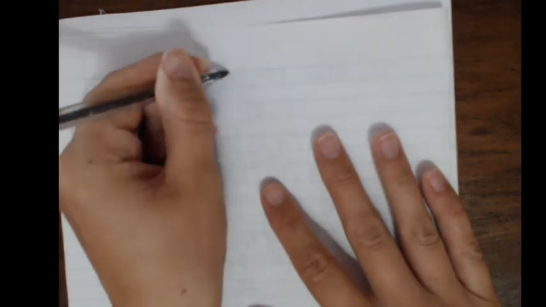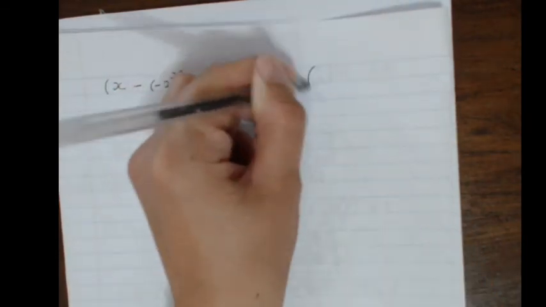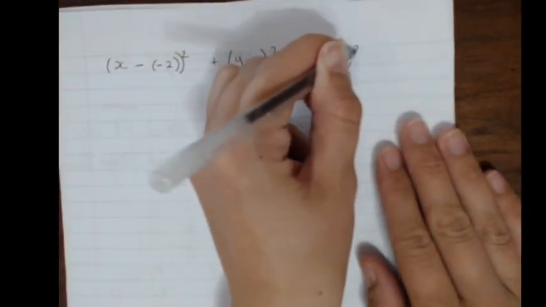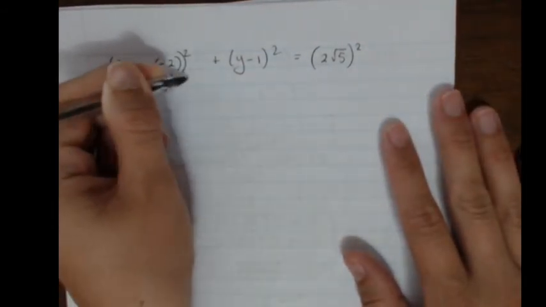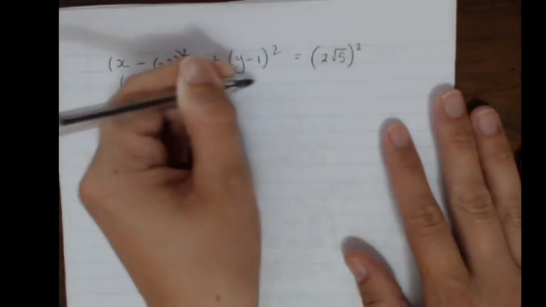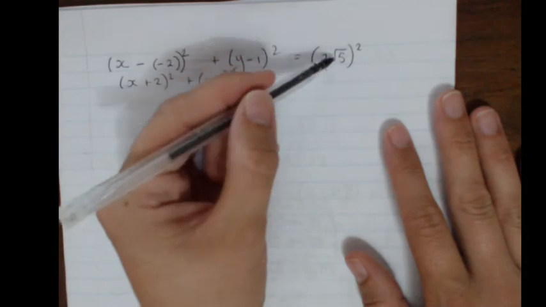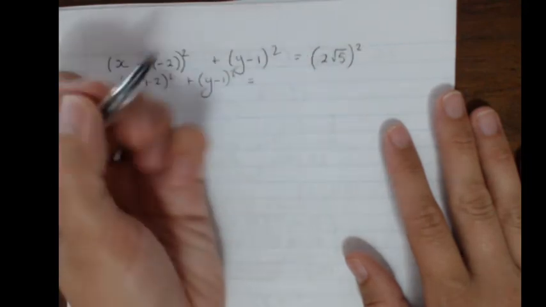So that means the equation of my circle is x minus a, which I calculated as -2, and 1, the a and the b. So x minus -2 squared plus y minus 1 squared is equal to the radius, 2 root 5, squared. Then I can simplify this by writing it as x plus 2 squared plus y minus 1 squared is equal to 2 squared is 4, and root 5 squared is 5. So 4 times 5, which is 20. And I'm going to leave it like that.